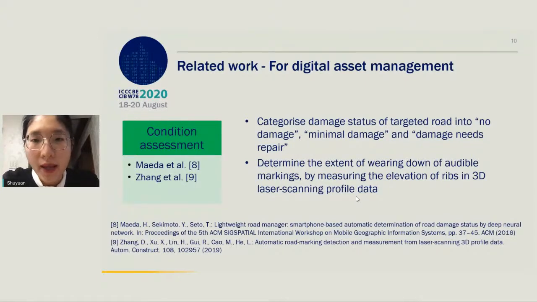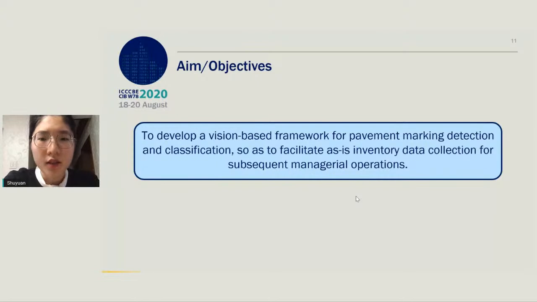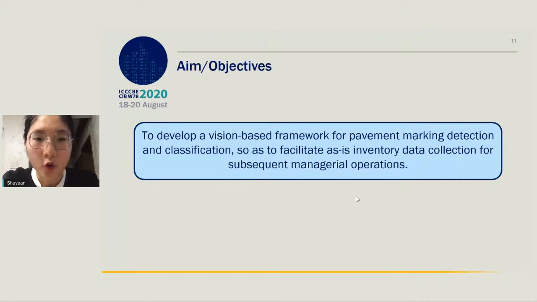And furthermore, based on the detection results, some researchers managed to evaluate the condition of road pavement by categorizing the damage status of the targeted road into different levels. Also, the condition of audible markings can be quantified as well. So with regard to the needs in the industry and the literature review results, this study aims to develop a vision-based framework for pavement marking detection and classification so as to facilitate as-is inventory data collection for subsequent managerial operations.